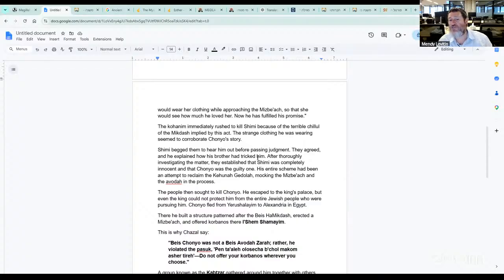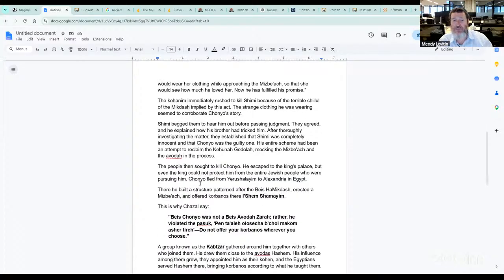So Shimi tells the whole story, that his father made Choni high priest. He goes and yields, and then he dresses me up in women's clothing. After thoroughly investigating the matter, they established that Shimi was completely innocent and Choni was guilty. His entire scheme had been an attempt to reclaim the Kohen Gadol, mocking the Mizbeach in the process. When they realized what he did, the people then sought to kill Choni.